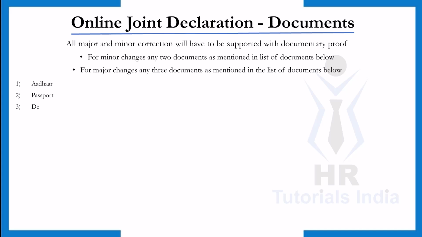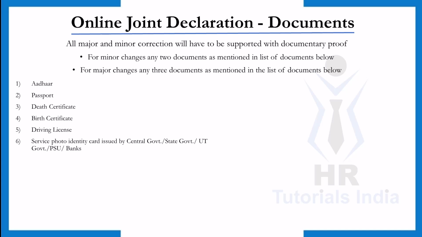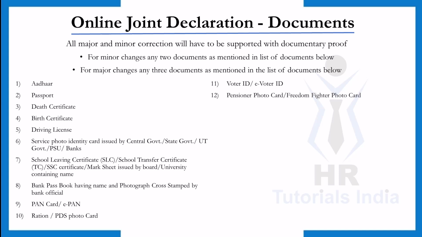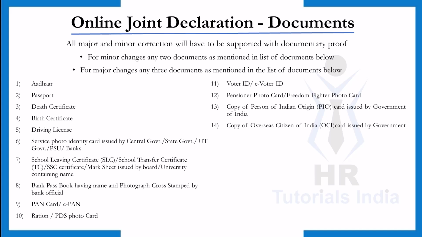Aadhaar card, passport, death certificate, birth certificate, driving license, service photo identity card issued by central government or state government or union territory or government PSU or banks, school leaving certificate or school transfer certificate, bank passbook having name and photograph stamped by the bank official, PAN card or e-PAN, ration card or PDS photo card, voter ID or e-voter ID, pensioner photo card or freedom fighter photo card, copy of person of Indian origin PIO card issued by the Government of India, copy of overseas citizen of India OCI card issued by the Government of India, ST/SC/OBC certificate with photograph.